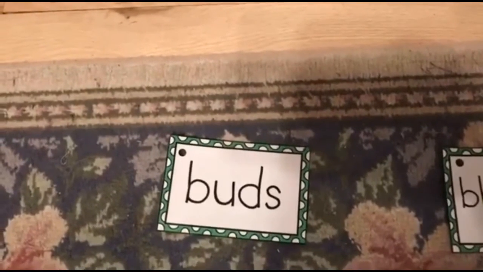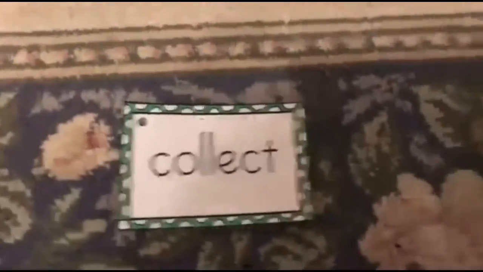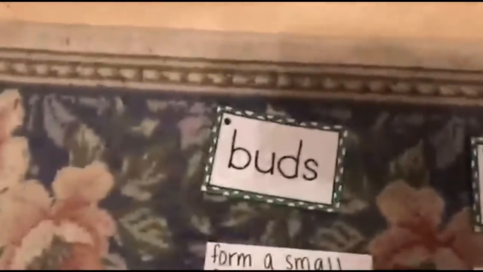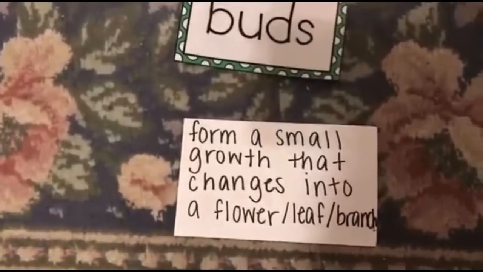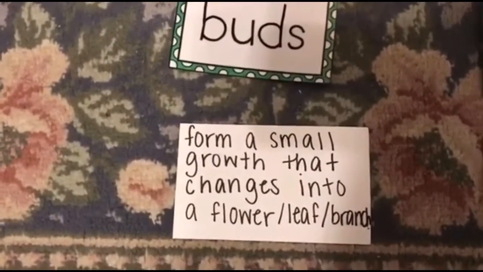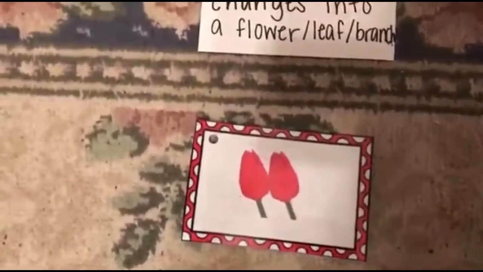Four words that I found important during the seasons of Arnold's apple tree were buds, blossoms, collect, and develop. Buds means to form a small growth that changes into a leaf, a flower, or a branch. And this is what a bud looks like.